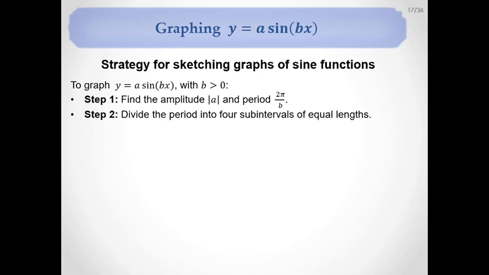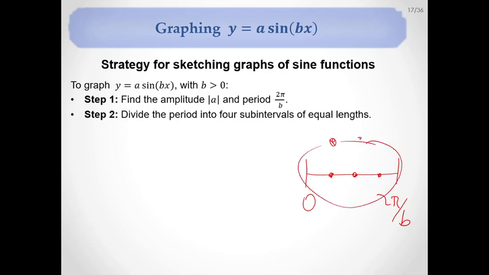And divide the period into 4 subintervals of equal lengths. What we are trying to do is get the behavior of the function from 0 to 2 pi over b, and we want to find some more points. Like we want to get the table for this part, then once we find the points, we will make the graph.